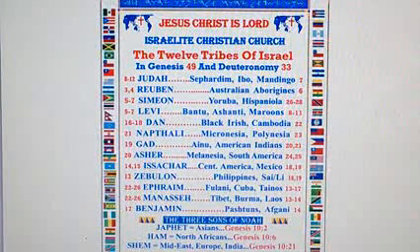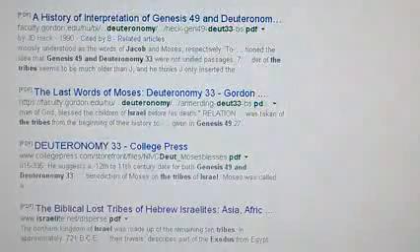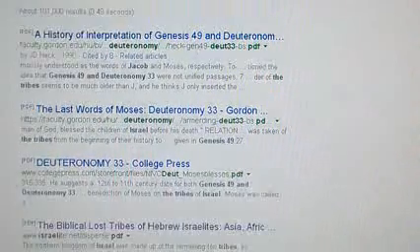Now, this is not to say that the so-called Black Hebrew Israelite chart is inaccurate. It's incomplete, and it depends on how you approach it when you see the different nations that are mentioned there. So what we're going to do is back up this page right here, and look for this right here.